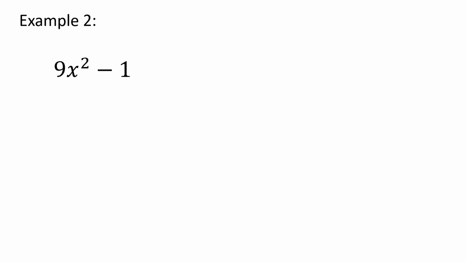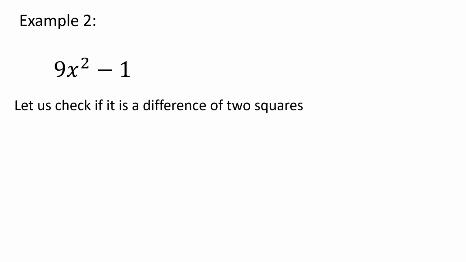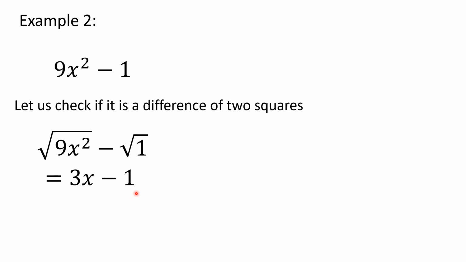Next, let's proceed to example number 2. Let us check if it is a difference of two squares. So first we extract the square root of the first and the last term. Okay, then take note of the operator that we use. It must be minus sign. Okay, so let's take the square root of 9x squared, that is 3x. Then the square root of 1 is 1. So therefore, it is an example of difference of two squares.